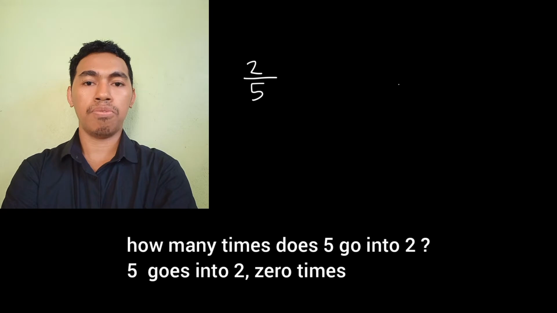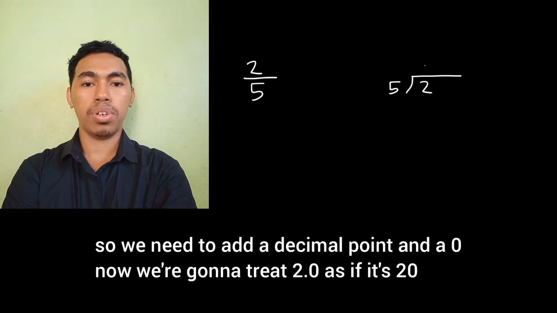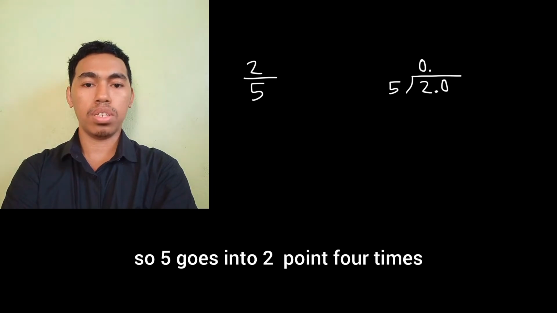How many times does 5 go into 2? 5 goes into 2 0 times. So we need to add a decimal point and a 0. Now we're gonna treat 2.0 as if it's 20. How many times does 5 go into 20? 5 goes into 20 4 times. So 5 goes into 2 0.4 times.